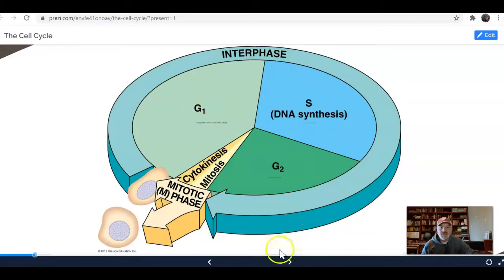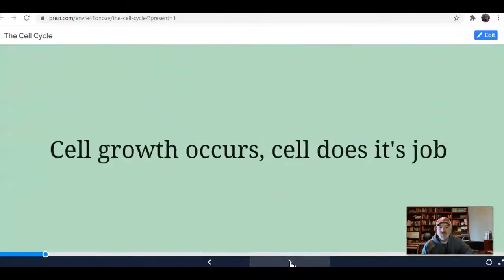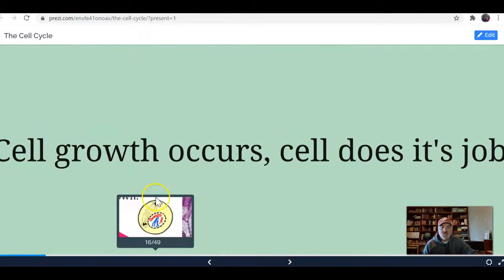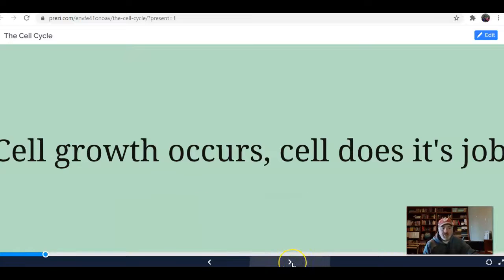So most of it is in interphase, and we'll go through real quickly and look at these three subphases of interphase. The first one is G1. This is where cell growth is going to occur, when all the organelles could be replicating and growing inside the cell. This is basically when the cell is doing its job. Maybe it's making a certain protein, and it's going to be doing that job.